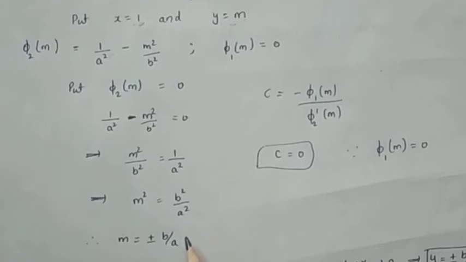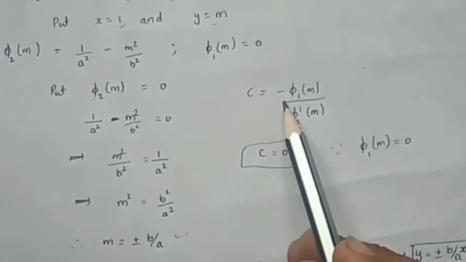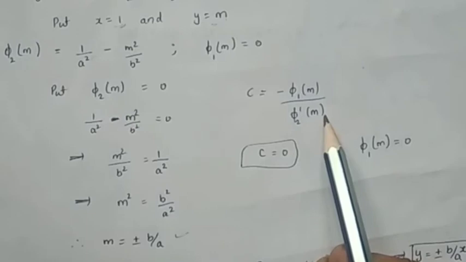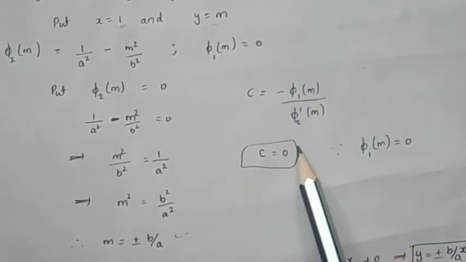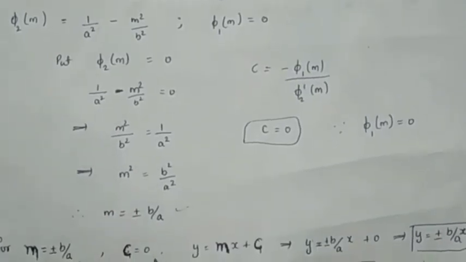M is equal to plus or minus b by a. You get different roots. If you get different roots, then we find the value of c by using the formula c is equal to minus pi 1 of m by pi 2 dash of m. Pi 1 of m is 0, so we say the c value is also 0. For m is equal to plus or minus b by a, c is equal to 0.